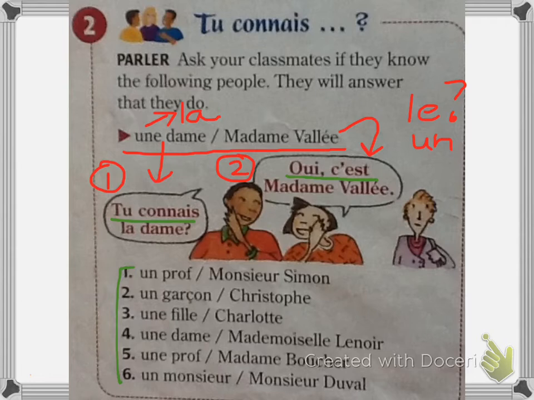4, une dame, Mademoiselle Lenoir. Tu connais la dame? We say Mademoiselle Lenoir. Numéro 5, un prof, Madame Boucher. Tu connais la prof? We say Madame Boucher. Numéro 6, un monsieur, Monsieur Duval. Tu connais le monsieur? We say Monsieur Duval.